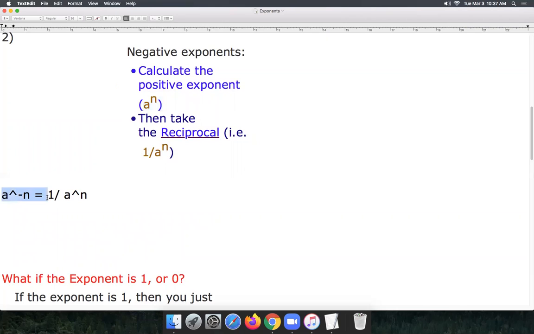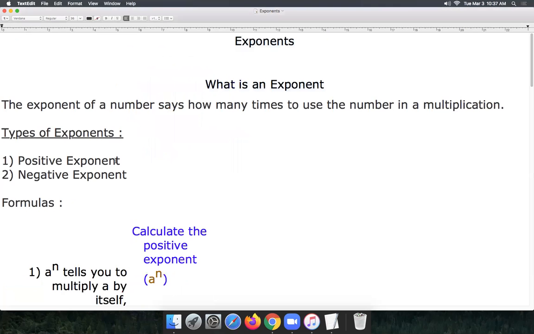So a to the power of minus n is going to be 1 divided by a to the power of n. This is the formula for the negative exponent. You got it? Okay, so what did we learn? We learned what an exponent is.